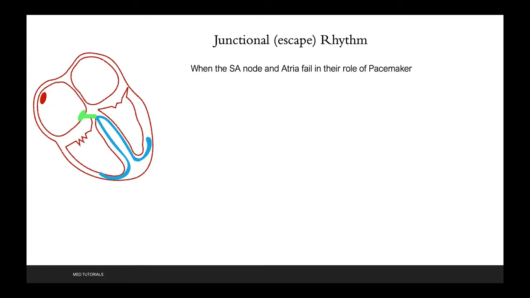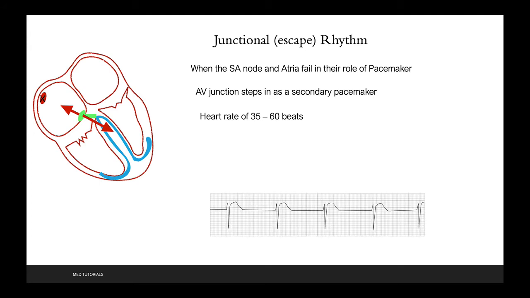We now come to junctional escape rhythm. Now when the SA node and the atria fail in their role as pacemaker, the AV junction steps in as the secondary pacemaker. So the AV node can generate impulses at the rate of 35 to 60 beats per minute, and because they're generating impulses, these impulses go retrograde into the atria and also forward into the ventricles.